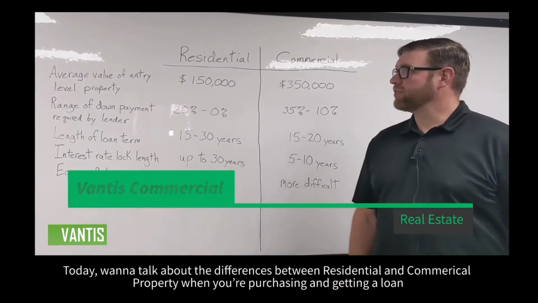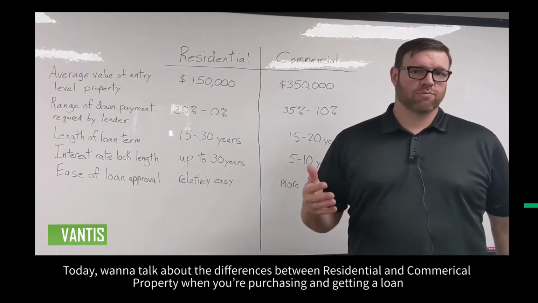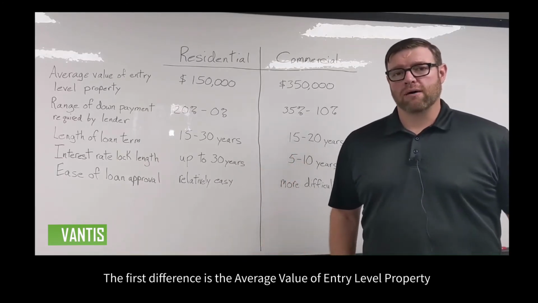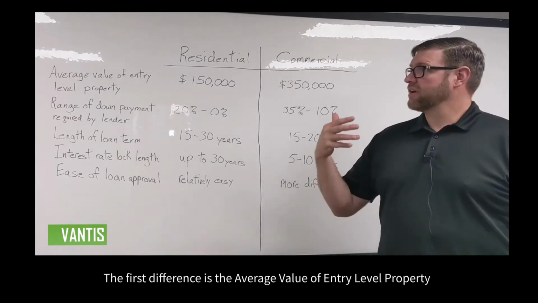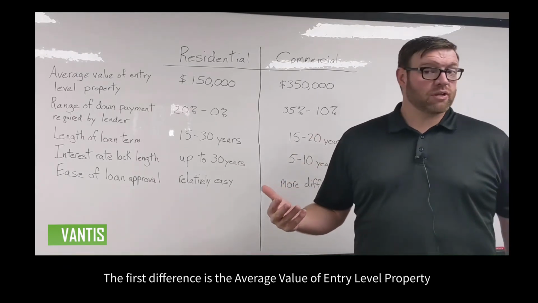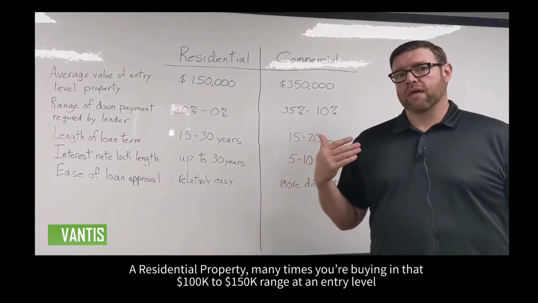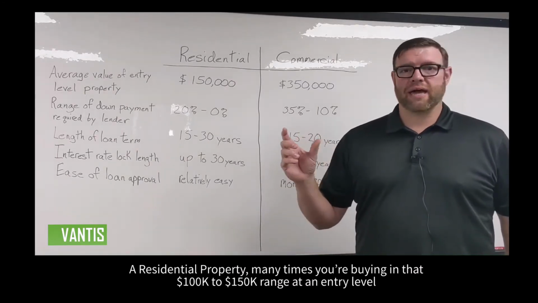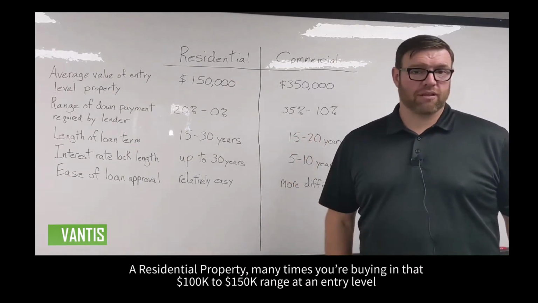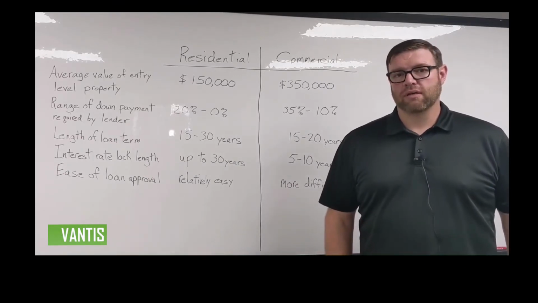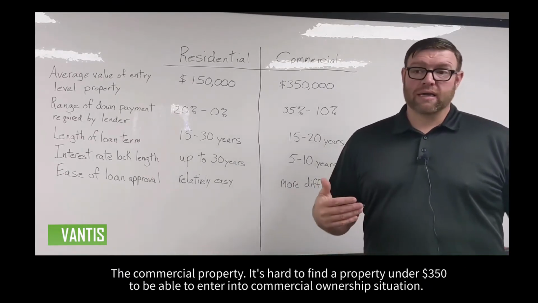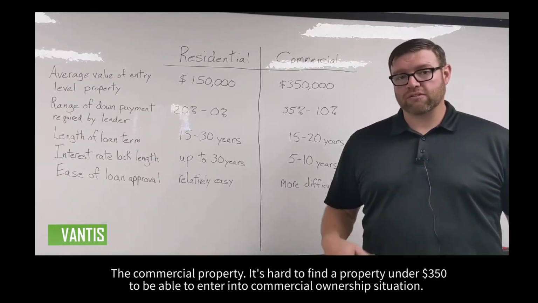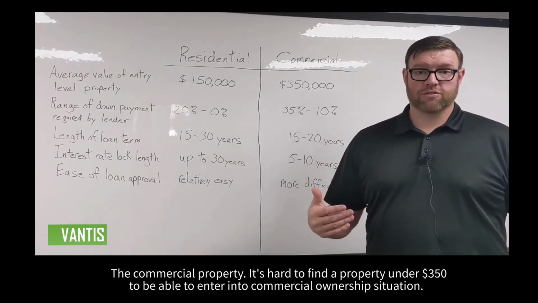Today I want to talk about the differences between residential and commercial property when you're purchasing and getting a loan. The first difference is the average value of an entry-level property. A residential property, many times you're buying in that $100,000 to $150,000 range at an entry level. The commercial property, it's hard to find a property under $350,000 to be able to enter into a commercial ownership situation.